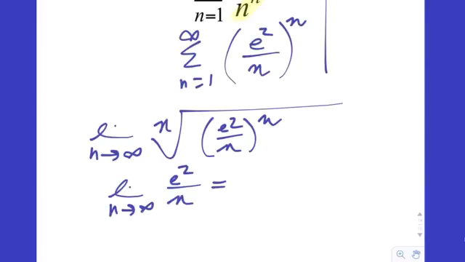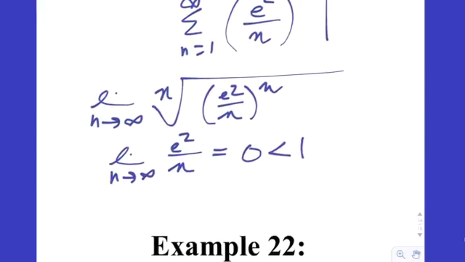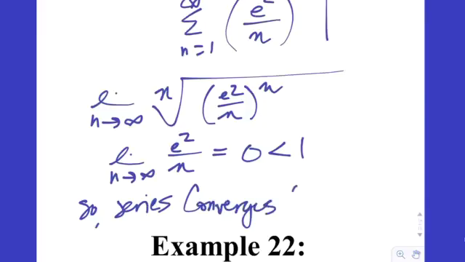Okay, and now, what does that approach? E squared is a number, right? Like 3 squared. So 3 squared over infinity is approaching 0. Good. Which is less than 1. So the series does what? Converges by the root test. The root test.